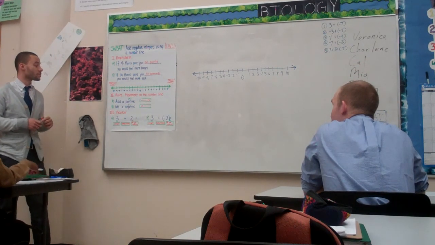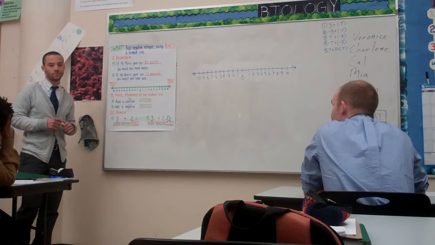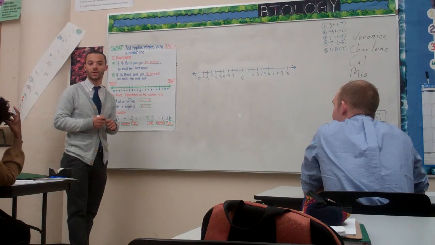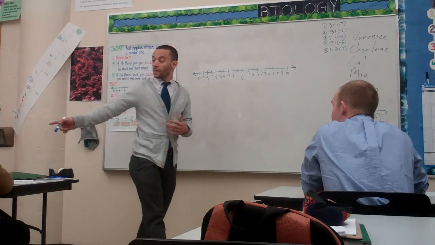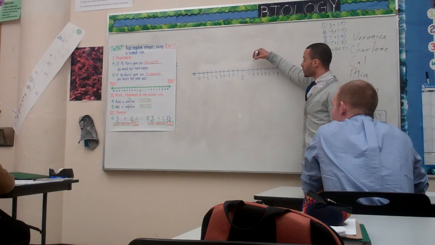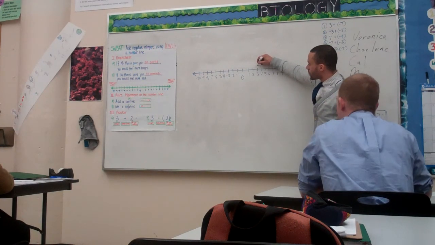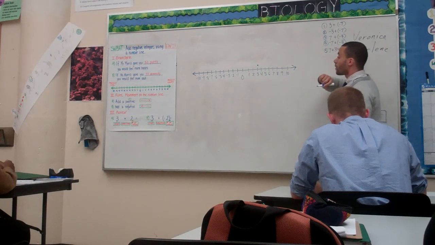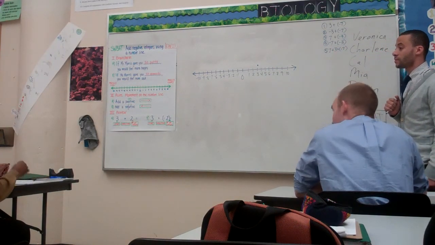So, for number one, Veronica, 3 plus negative 7. I want you to walk us through this. What's our first step? Well, we start at the 3. Okay. So, Aaliyah, we're going to put a dot right above the 3. So everyone go ahead and put a dot above the 3. Aaliyah, which direction do we move in?